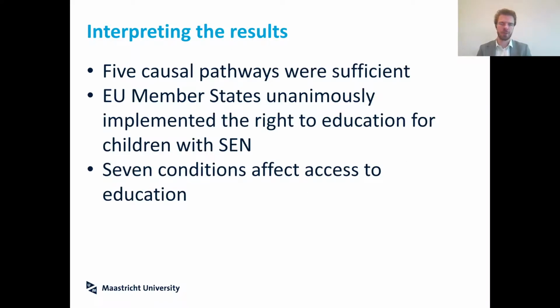Now, how do I interpret these results? We found 5 causal pathways that were sufficient to be included in this analysis. Because the EU member states unanimously implemented the right to education for SEN, that variable was excluded. So we were left with 7 conditions that can affect access to education.